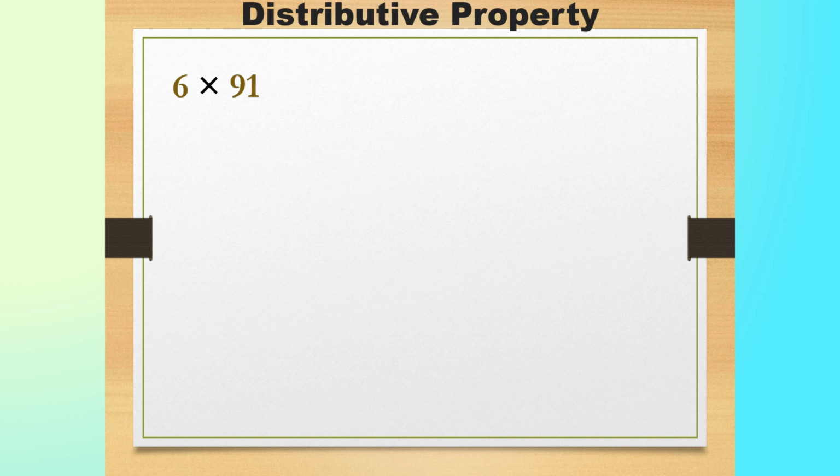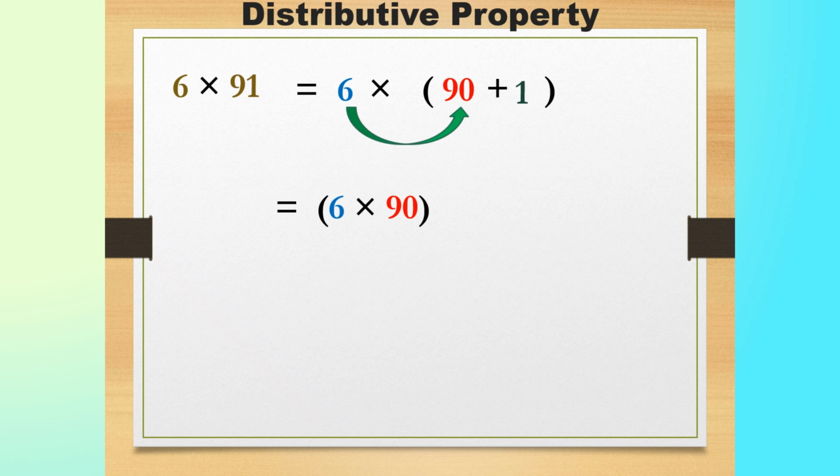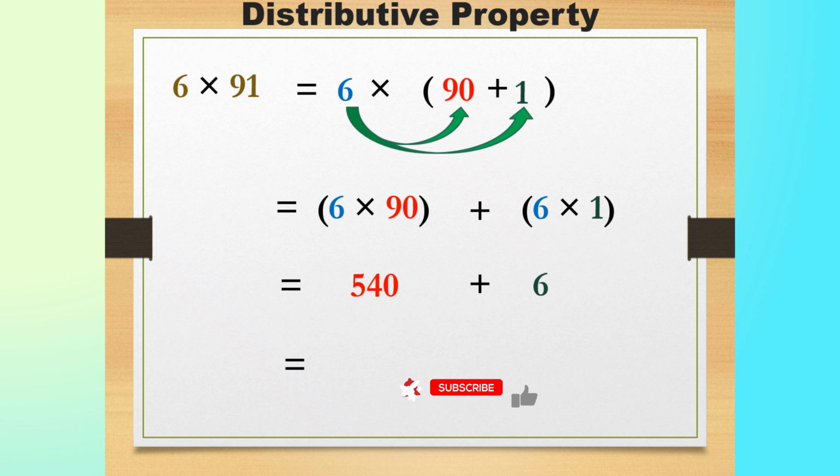6 times 91. Keep the first factor and break apart the second factor into tens and ones, which is 90 plus 1. Multiply 6 times 90 and 6 times 1. 6 times 90 gives us 540 and 6 times 1 is 6. 540 plus 6 is 546.